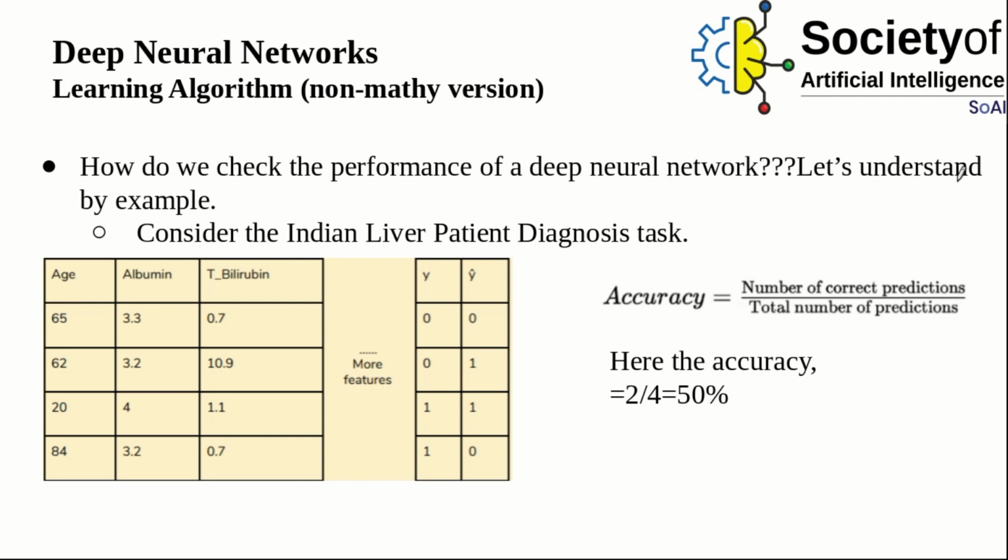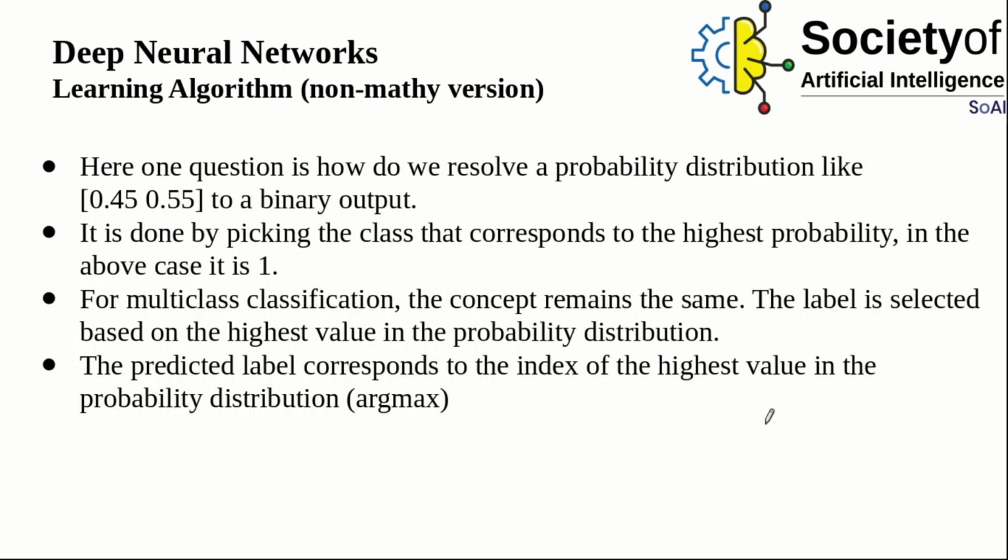Let's understand this by an example. Consider the previous Indian liver patient diagnosis task. Here, the accuracy is about 2 by 4, which is 50%. So, one question is, how do we resolve a probability distribution like 0.45 and 0.55 to a specific binary output? Both of these are very close to 0.5, so we cannot say for sure whether it is yes or no. So it is done by picking the class corresponding to the highest probability. In the above case it is 1.